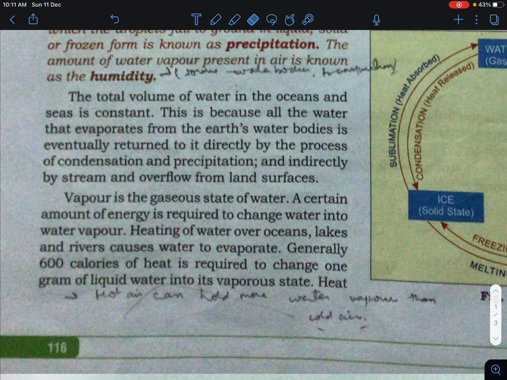So here it is written that the total volume of water present in the oceans and the sea is constant. This is because all the water that evaporates from the earth's water bodies is eventually returned to it directly by the process of condensation and precipitation, and indirectly by the streams and overflow from the land surface. Okay, I think up to here is okay.